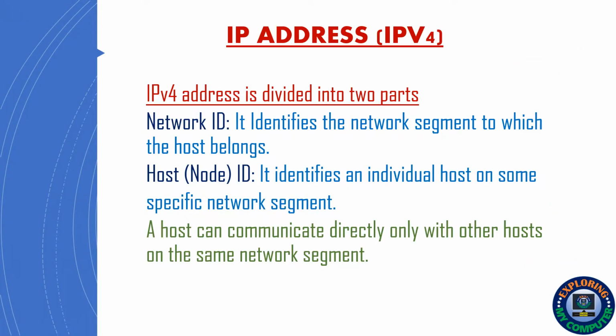An IPv4 address is divided into two parts, that is network ID and host ID. Network ID identifies the network segment to which the host belongs, whereas host ID identifies an individual host on a specific network segment. A host can communicate directly only with the other hosts on the same network segment.